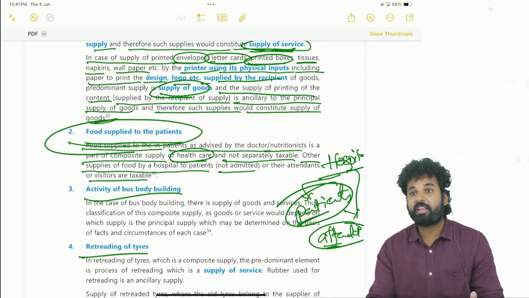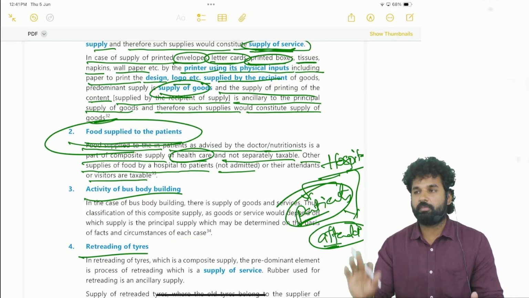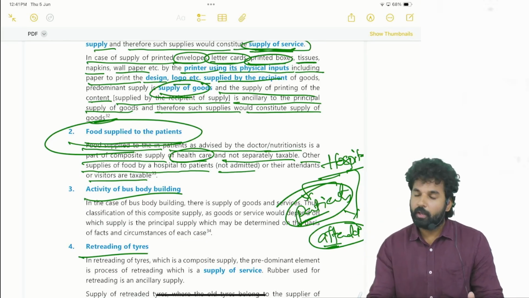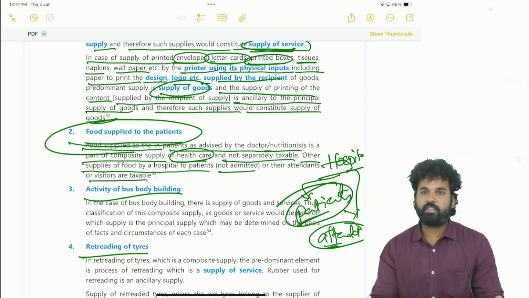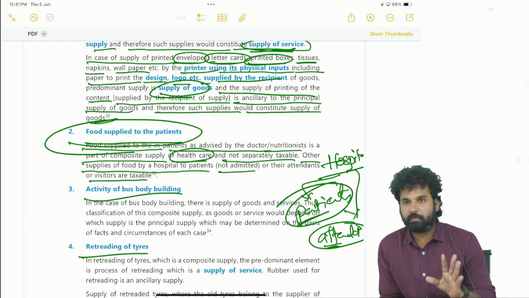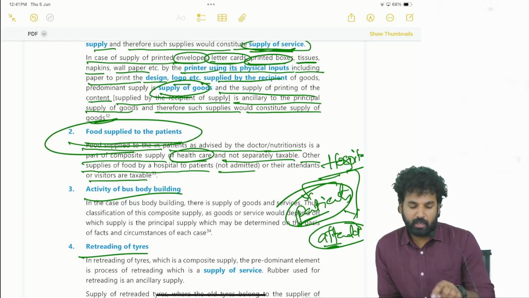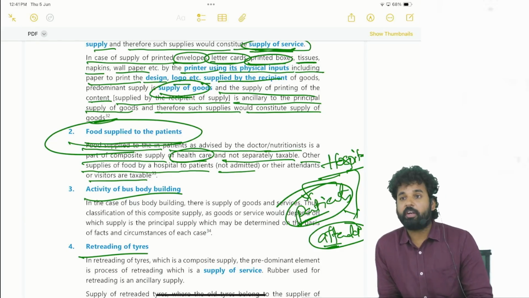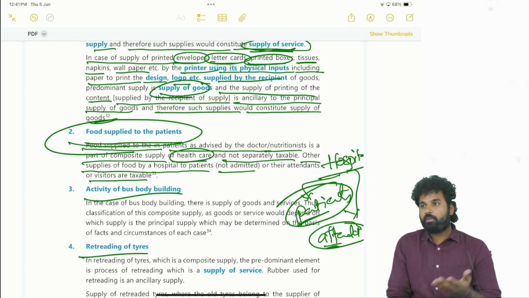Correct? Since treatment is exempted, health care service exemptions we will see later, but treatment by a clinical establishment is exempted. Since the main supply is exempted, the ancillary supply is exempted. So whenever it is provided to attendants, there is no main supply here. The main supply is only providing food, then it is taxable.